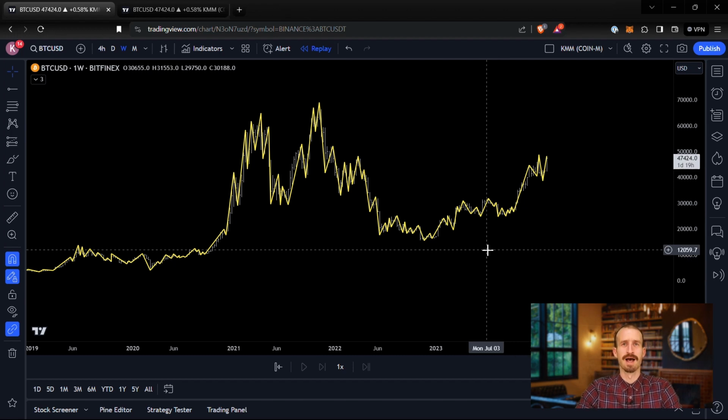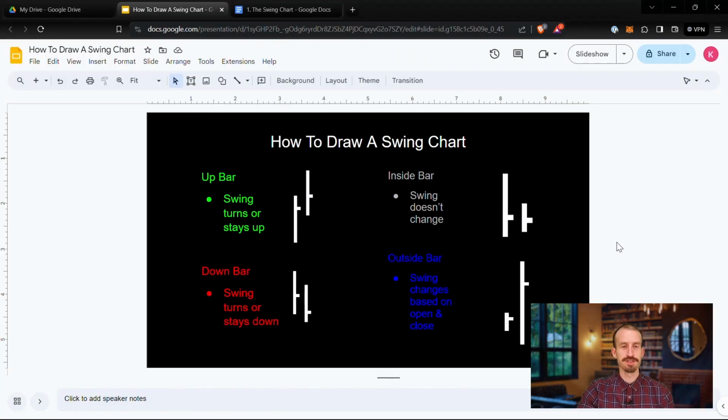So let's talk about how to draw a swing chart. As I mentioned before, we're not going to be using candles. Instead, we're going to be using bars. And the reason for doing that is because what's important in drawing a swing chart can all be found in the bar chart. The candles only add more information that's unnecessary and actually make the chart look a little bit too busy. What's important in the swing chart is the high, the low, and the close.